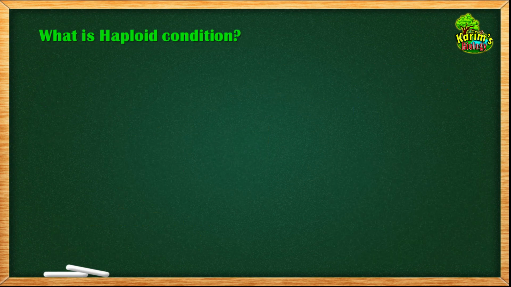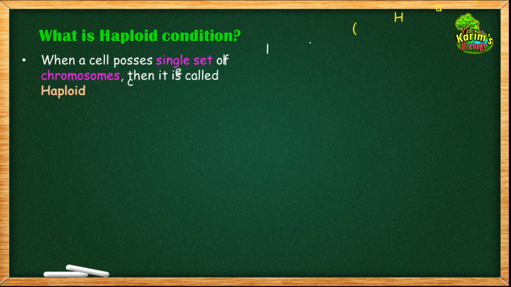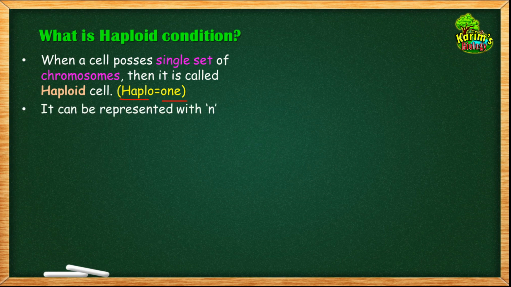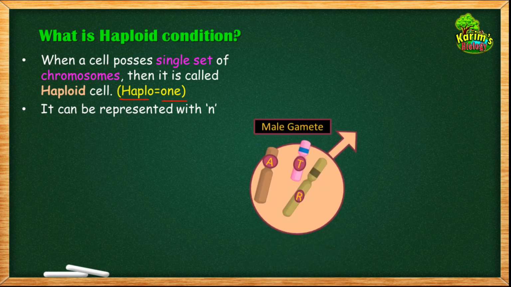Let me go to the next slide. First let us see what the haploid condition is. When a cell possesses a single set of chromosomes, it is called a haploid cell. Don't forget this: haplo means 1, that means single. So if a cell possesses a single set of chromosomes, that type of cell is called a haploid cell. Then what does it mean by a single set of chromosomes? Let me tell you that.